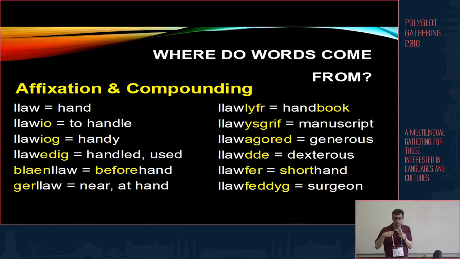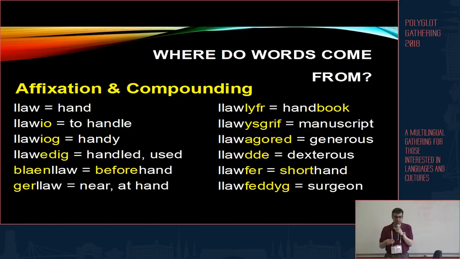Okay, and another way of making new words is to stick endings or beginnings on or put words together. So these are some examples from Welsh. So you start with a basic word, llaw, for hand. You can make it into a verb by adding io on the end, llawio, to handle. And then something that's handy is llawiog. Handled or used is llawedig.